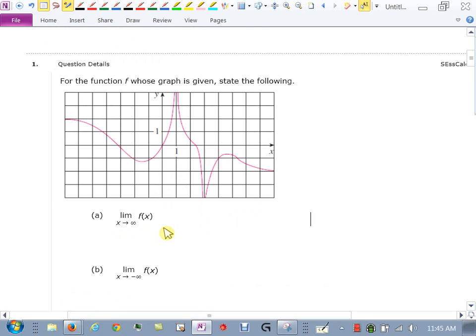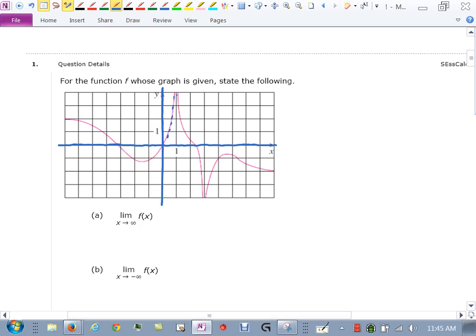So let's take a look at this graph. Make sure we understand where the axes are here. Okay, there is the x and y axes. And the first one says what's happening as x goes to infinity, and that's positive infinity. So imagine we're moving along the graph here.